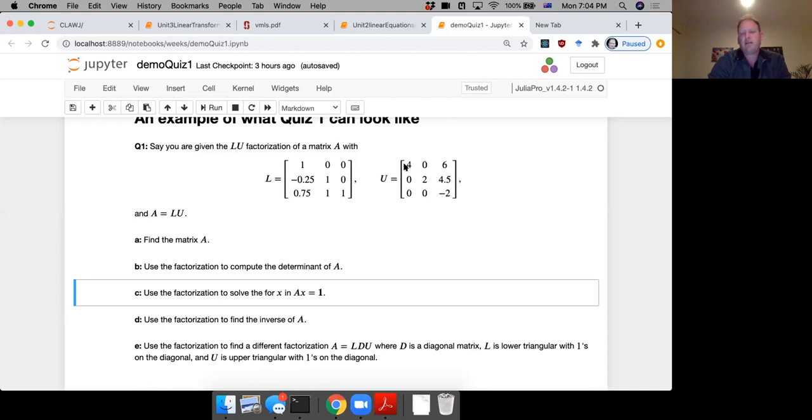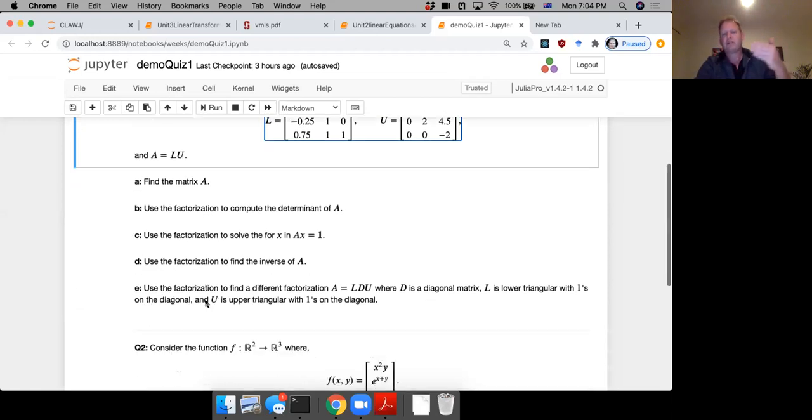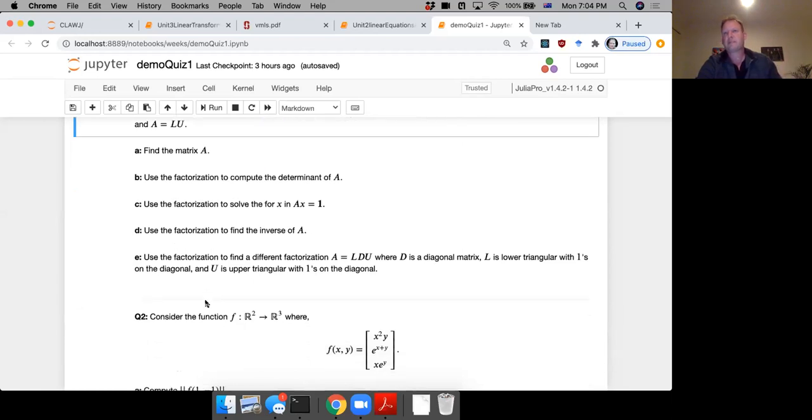And here you'll divide U by 4 and 2 and -2, divide the rows by 4, 2, -2 respectively, and that's called the LDU factorization. That's all. So you just need to write what that matrix D is. Okay, E is slightly harder if you've never seen the LDU factorization. I more put this so you see this is roughly what a quiz looks like. Okay, this is not the quiz.